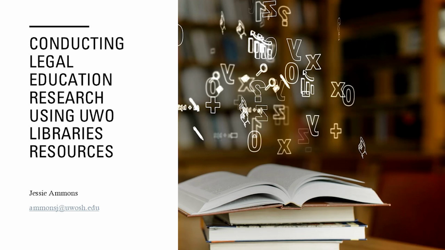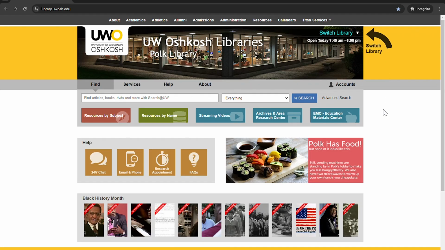I'm going to cover 4 main databases for this video: Westlaw, Hein Online, ERIC, and Academic Search Complete. You have access to all 4 of these through UW Oshkosh libraries. You may hear about the Lexis database in your research, but we no longer subscribe to that database here. Each database helps with different aspects of this type of research, which I'll go over.